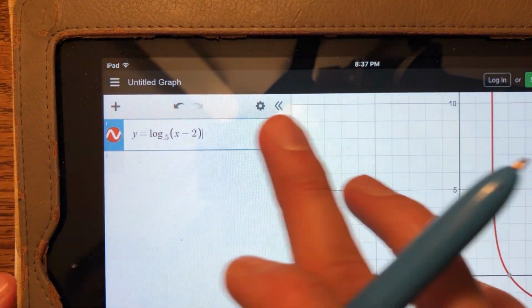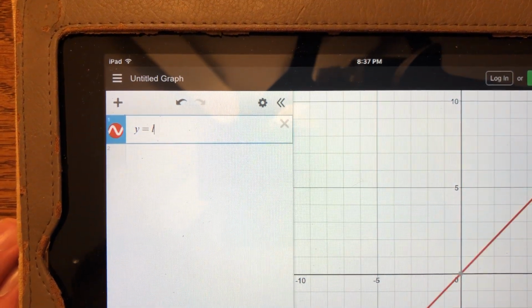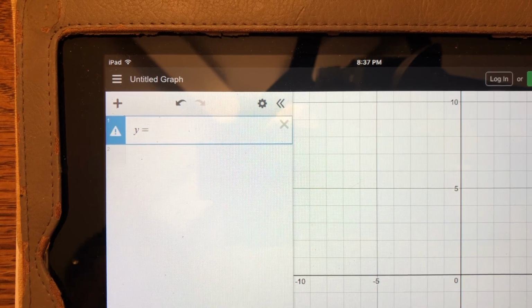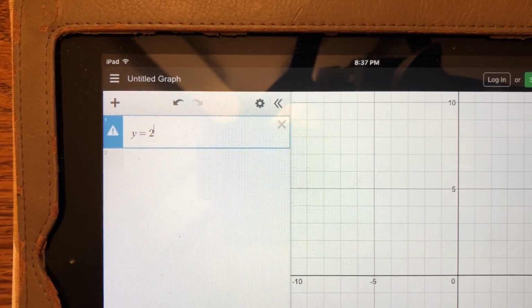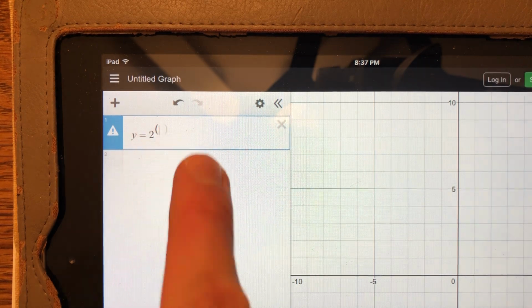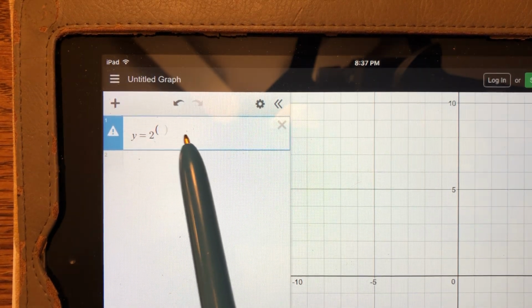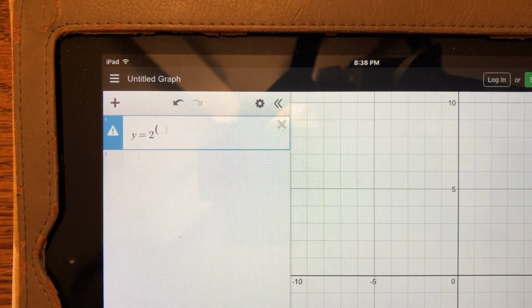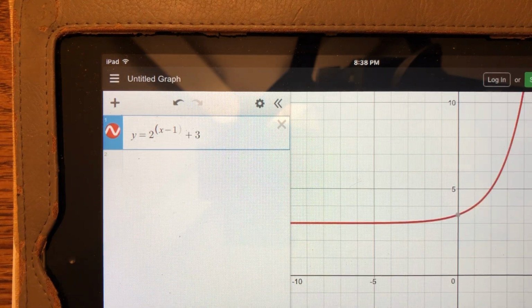Close those out. This takes me a minute to type on the iPad, especially this older iPad, this jewel of an iPad. All right, 2 to the, okay, when you put something as an exponent and it's more than one term, you need it in parentheses. I've tried, it doesn't work if you don't. If you put 2 to the x minus 1 and you don't put parentheses, when you type that minus 1, the minus 1 drops down out of the exponent. x minus 1, there we go. And then plus 3. There we go, that's what the graph looks like.